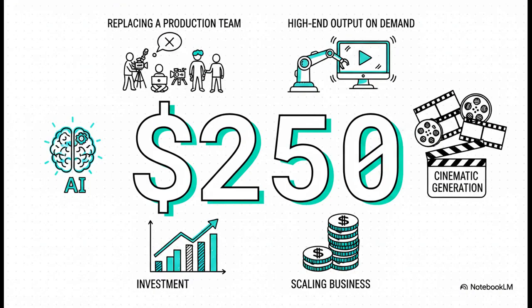Now, for full transparency, unlocking this top-tier cinematic generation requires the Google AI Ultra tier. And yeah, that's an investment of $250 per month. That might sound a bit steep at first glance, but consider the alternative. This investment effectively replaces a whole production team of junior editors and animators, giving you high-end output totally on demand.